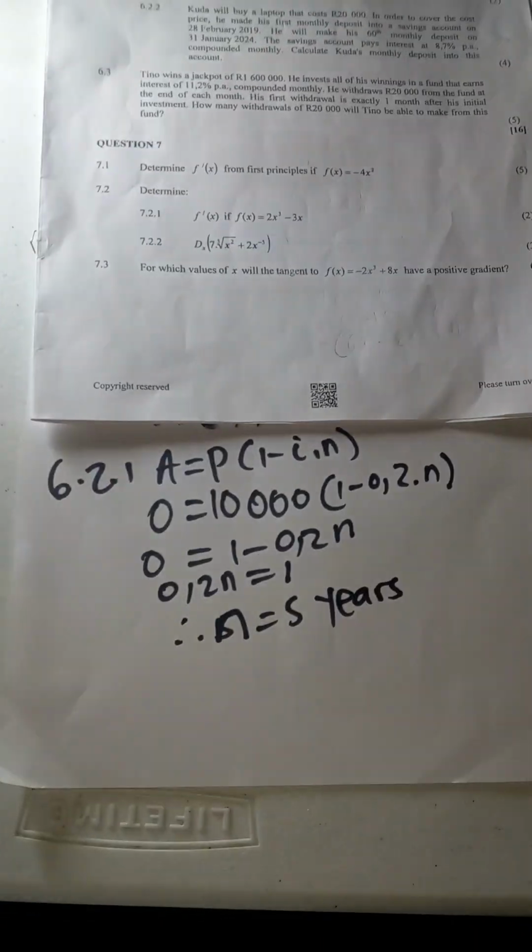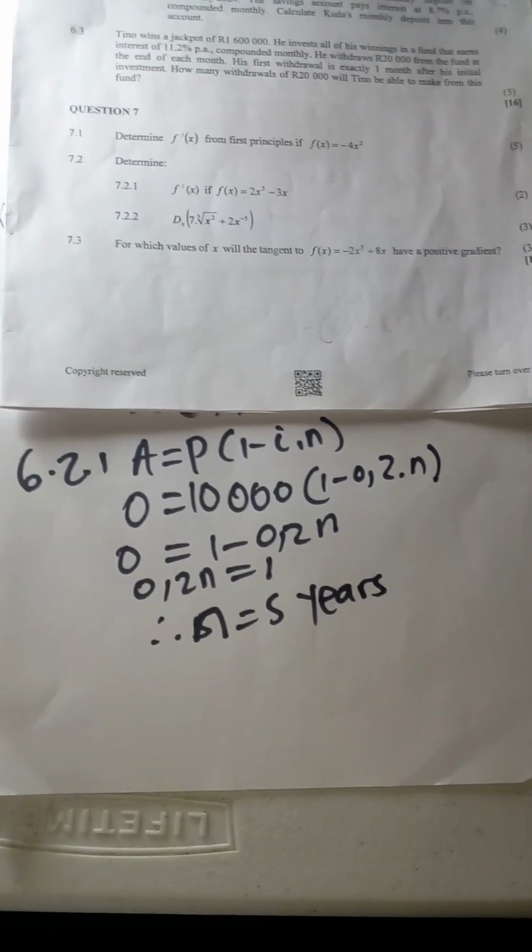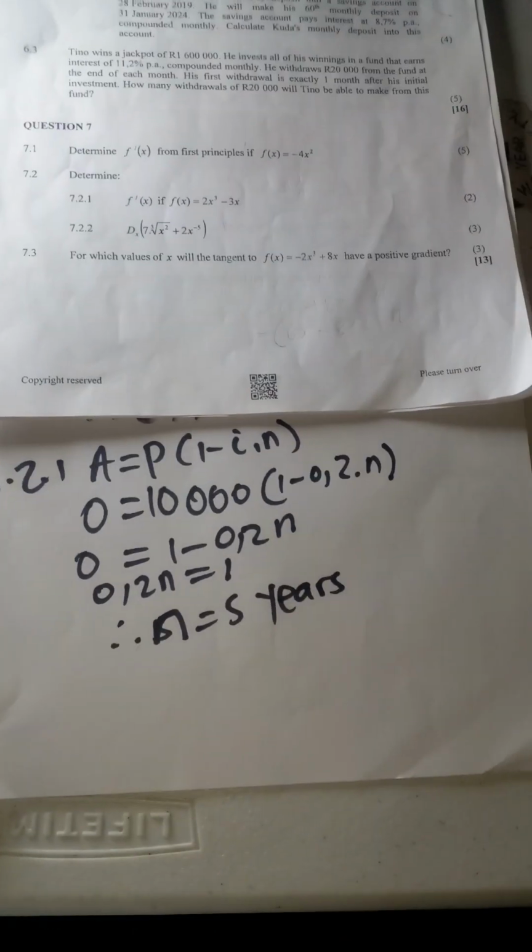That's how we do it. It was the simple decay method, so you simply had to do it like that. I hope I was not too fast, and I hope you understood. Now we know it is 5 years, right? Let's continue the question.